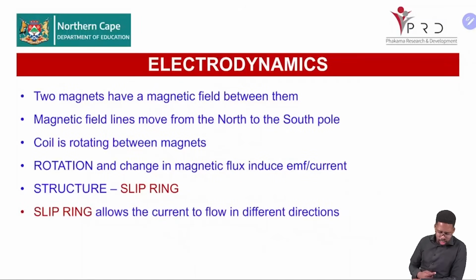Now, let's continue then. I want us to focus specifically on generators. Remember I said what is happening on a generator is also happening on a motor. The only difference is the energy conversion and the principles with which they function. So a generator is divided into two. We have what we call an AC generator and we have what we call a DC generator.